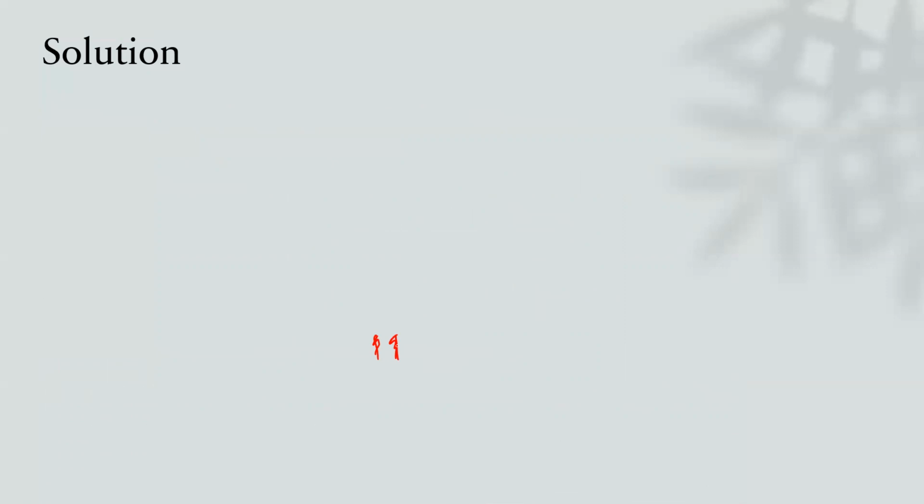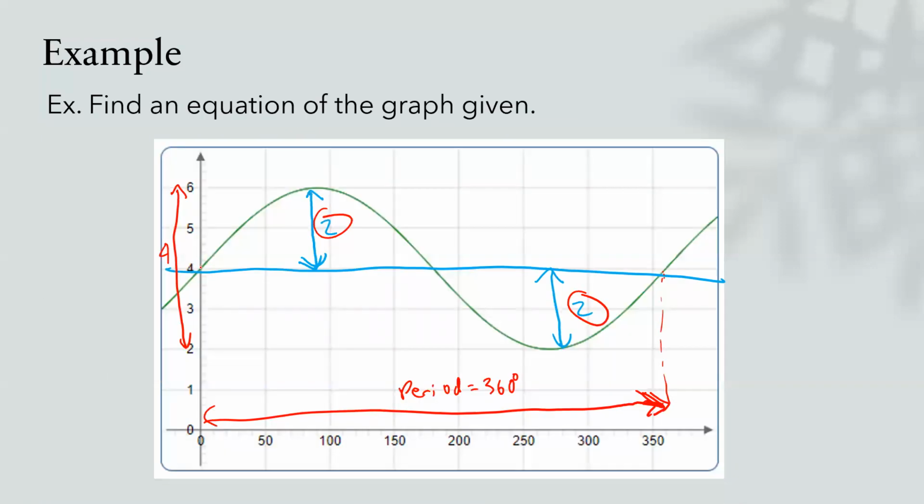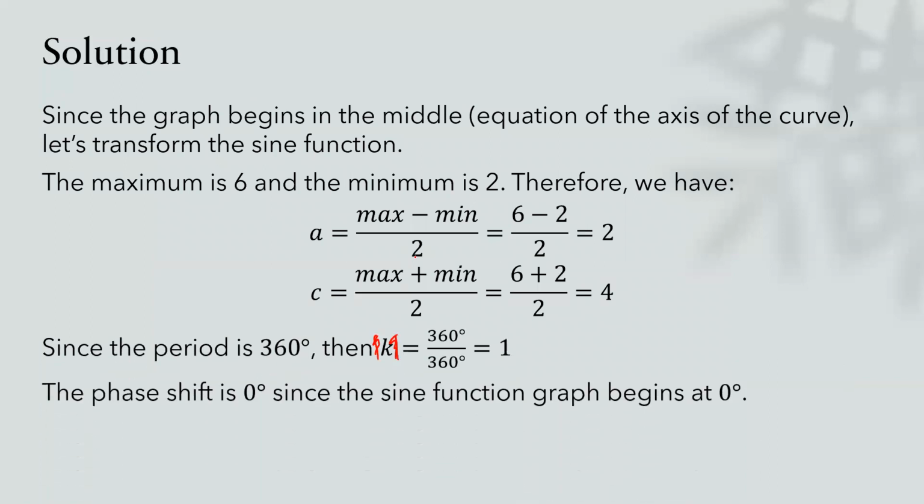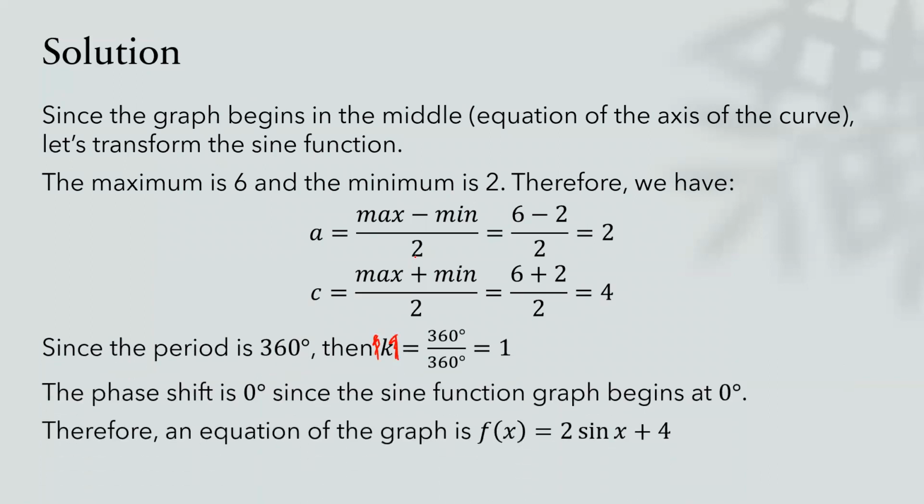And again, how do we know that? Well, because the graph starts at the equation of the axis of the curve, which is what the sine function does, then we know the phase shift is 0 degrees. So then we piece this all together. That means the equation of the graph is 2 sine x plus 4. And that's all we have to do there.